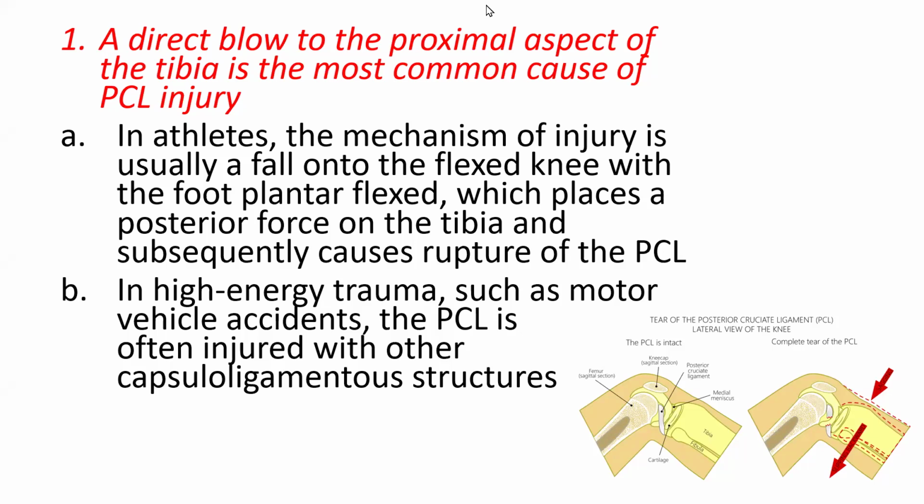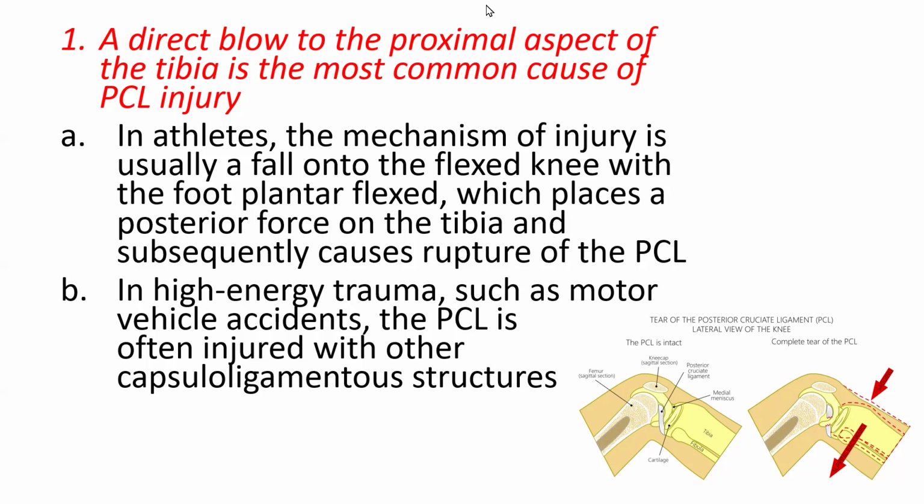In athletes, the mechanism of injury is usually a fall onto the flexed knee with the foot in plantar flexion. Why in plantar flexion? When it's in plantar flexion, all the load is taken more proximally on the proximal aspect of the tibia, and the forces are applied from anterior to posterior, tearing the PCL. So it applies a posterior force on the tibia and subsequently causes rupture of the PCL.